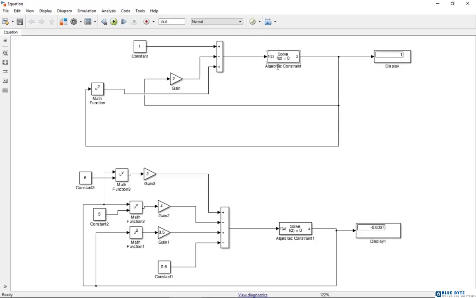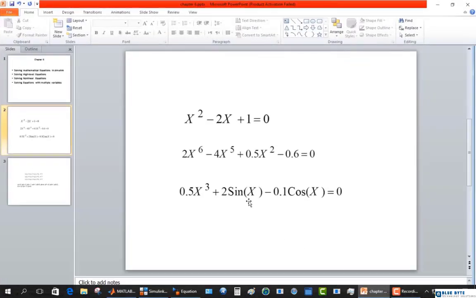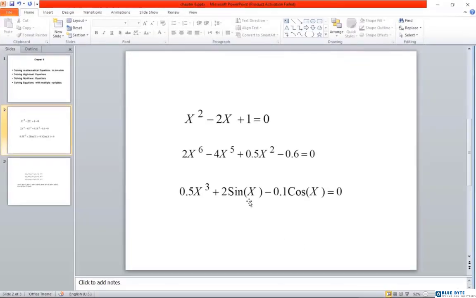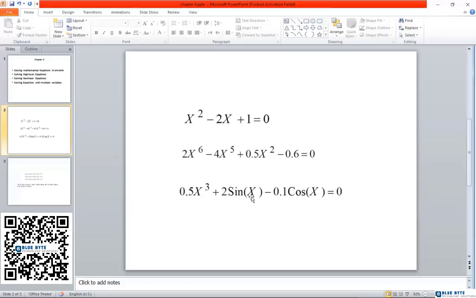Hello. Up to here, we solved a simple equation. Then we solved a high-level equation, which is x to the power 6. But now we're going to solve a nonlinear equation to show that this algebraic constraint block can be applied for all of these equations, even nonlinear equations. There are three parts in this equation: sine, cosine, and x to the power 3.